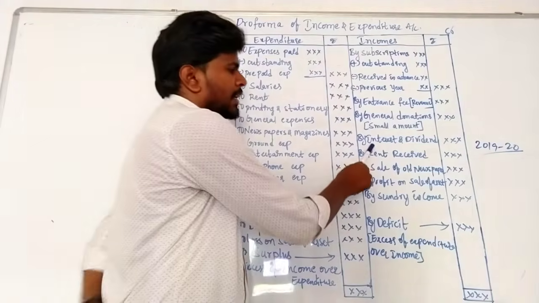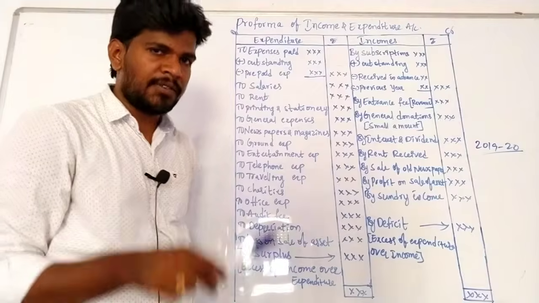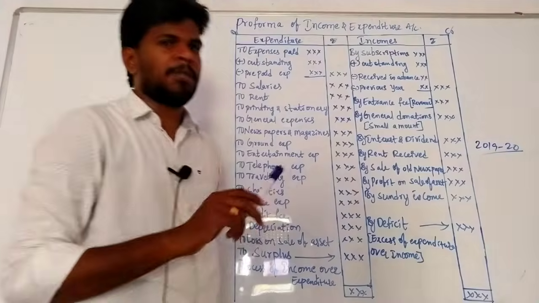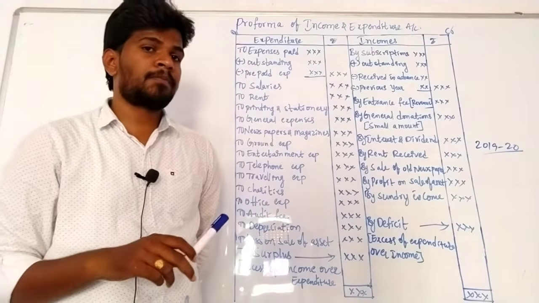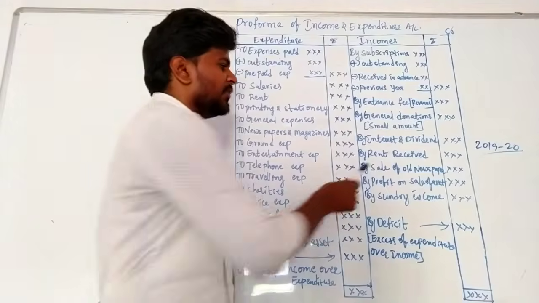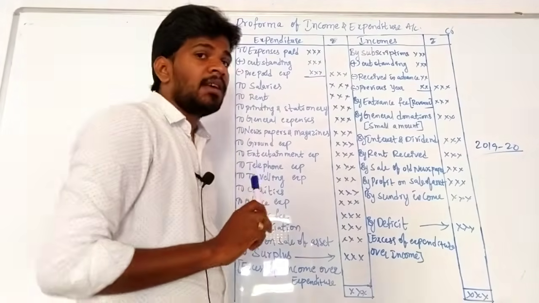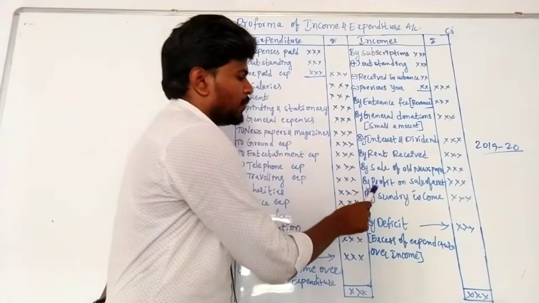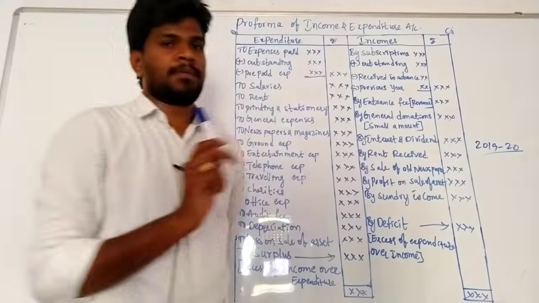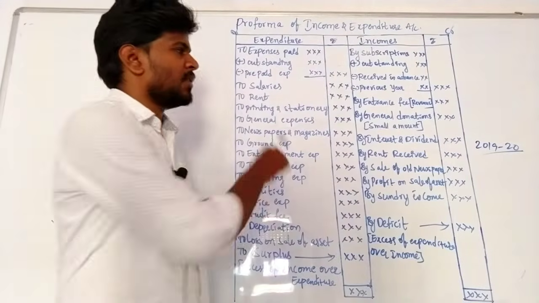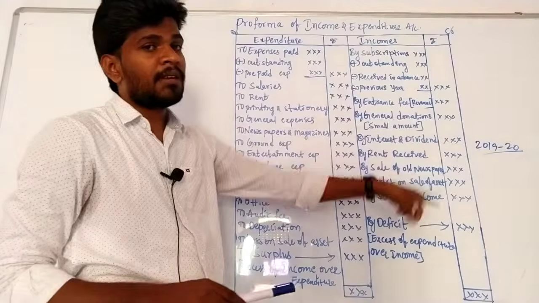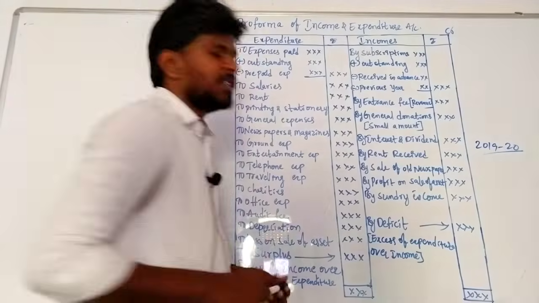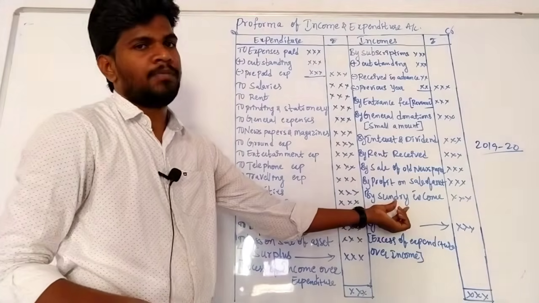Interest and dividend. If there is any interest received or dividend received, that is also treated as income. Next, rent received, sale of old newspapers. Every month we may sell, so automatically every month we will receive. That's why it is also a regular receipt. Next, profit on sale of asset. I already told you that expenses and losses are debit, and incomes and gains are credit. This is also one of the gains. Next, sundry income. If there are any other incomes, that is also recorded.